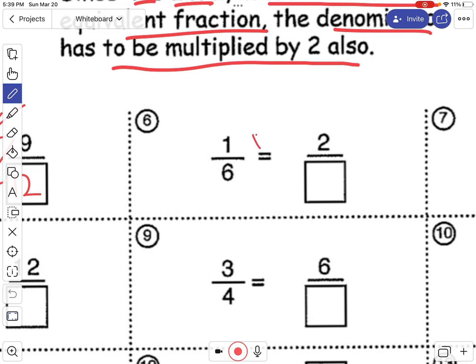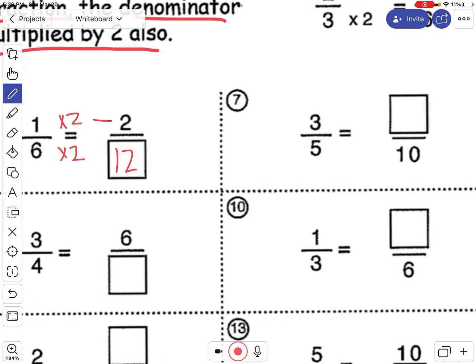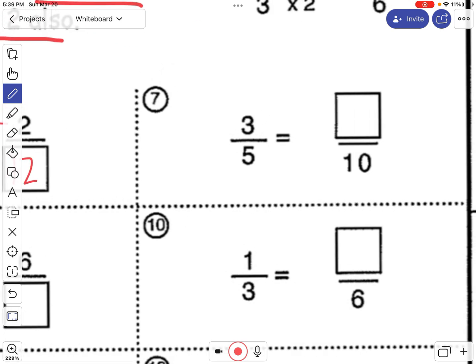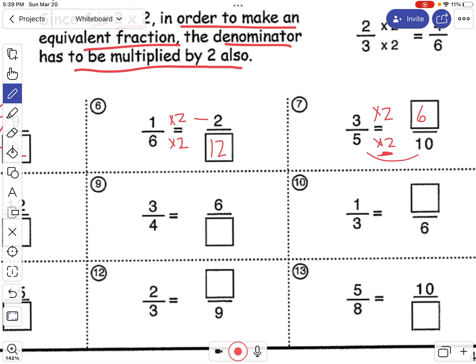So we have 1 times 2 is 2, right? And so you multiply 6 times 2 as well, and you get 12. Here's number 7. Try that one. Pause the video, do 7, then turn it back on. So here we have to multiply to get the denominator. 5 times 2 is 10. You got to show this on your paper. Always show the little multiplication problems. And so we have to multiply the numerator by the same number. 3 times 2 is 6. Did you get that one right?